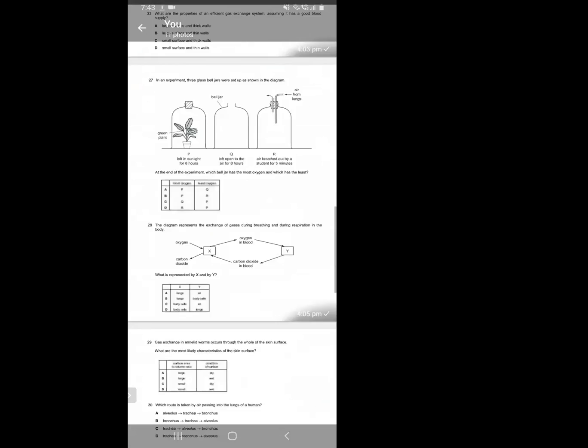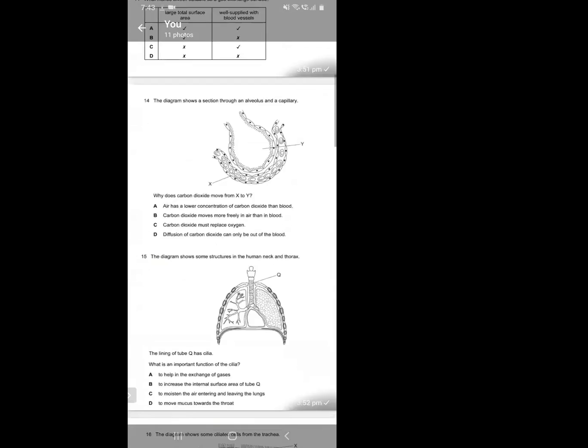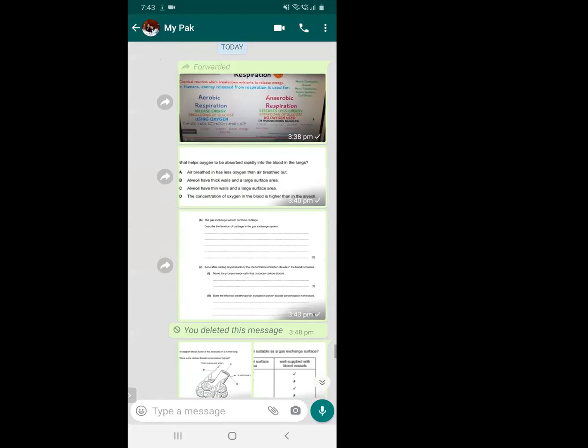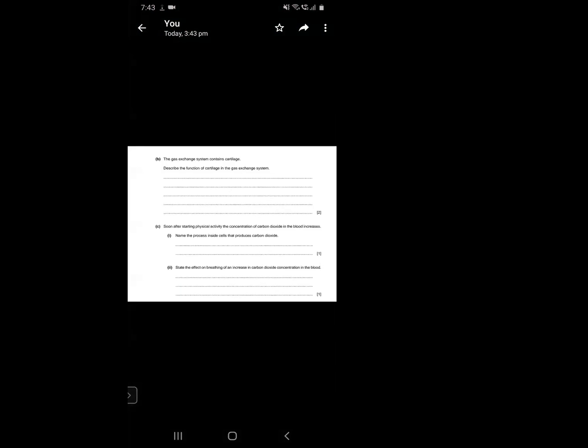Gas exchange. Okay, let's see. Yeah, this question. You want to read the question? The gas exchange system contains cartilage. Describe the function of cartilage in the gas exchange system. Rings of cartilage in the walls of the trachea help it to open as air is drawn in. The bronchi split into smaller branches and then into smaller tubes called bronchioles. Very good.